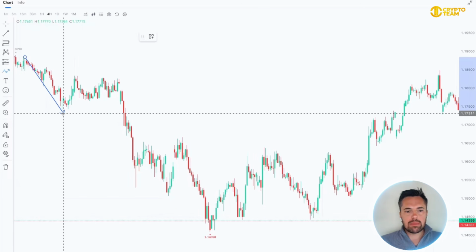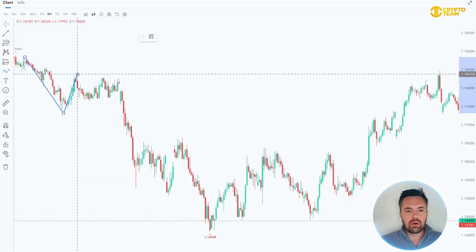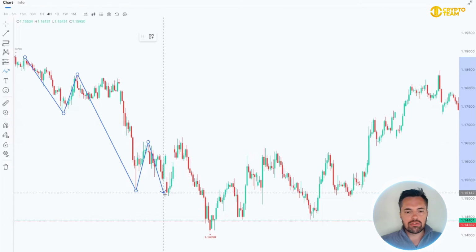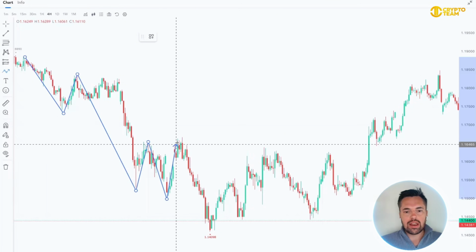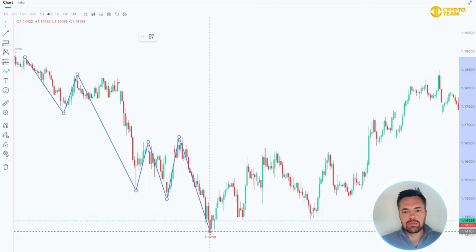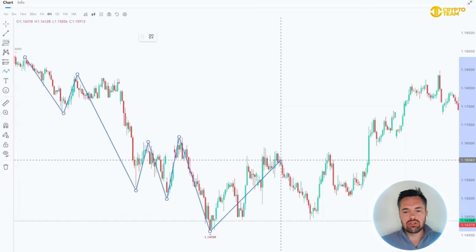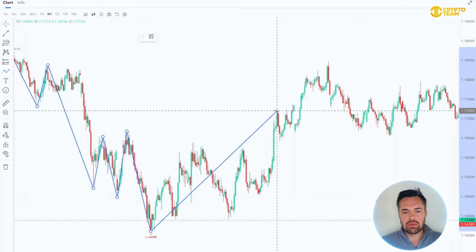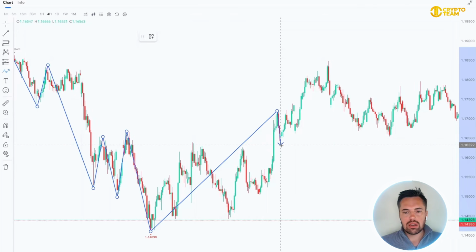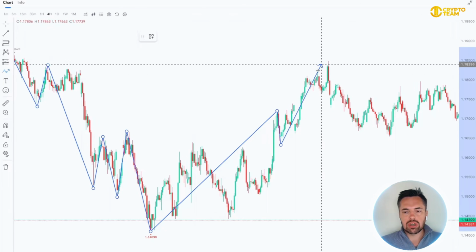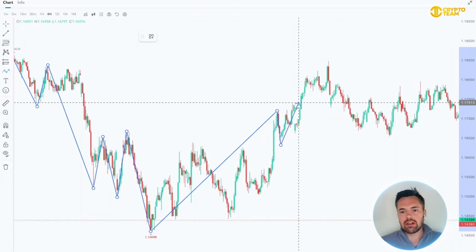So price is going down, we've got a lower low, we've got a lower high, we've got a lower low, we've got a lower high, we've got a lower low, then we get a higher high, then we get a lower low. Price is then quite choppy for a little bit. We then proceed to push upwards, so a higher high, so we get a break, then we get a lower low, we push up, you've got this minor structure here as well if you want to count it.